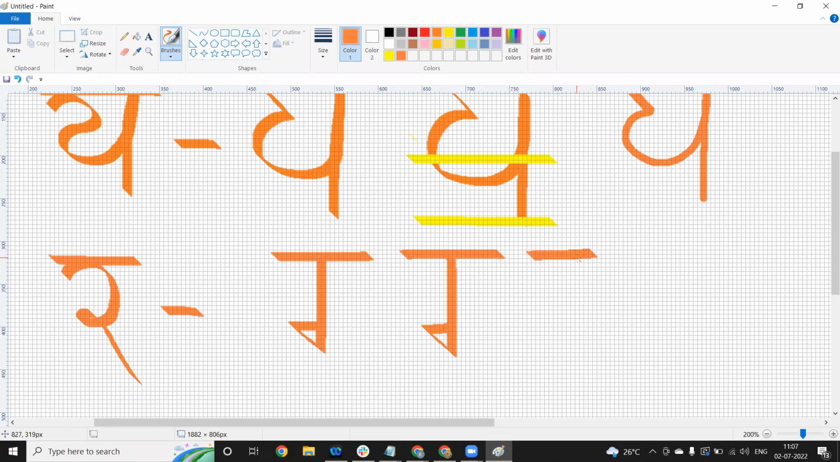When I was drawing the E, I had mentioned that you can either draw it this way, this triangle, or this way, which is also acceptable. But in case of Ra, only this right angle triangle is acceptable.